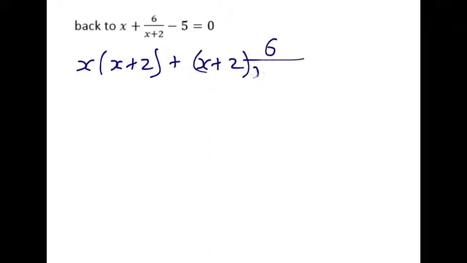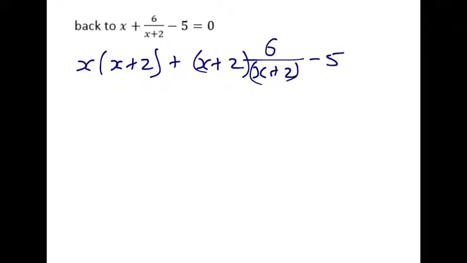So again, I've got a denominator here. This time it's got a variable. That shouldn't matter a whole lot because we just basically do what we did last time. We're going to multiply the entire equation, each term, by this denominator. So it'll cancel the x plus 2 in this term, and it will multiply this x and the negative 5 by x plus 2. So it'll look like this. We have x times x plus 2 plus, put it on the left side here, x plus 2 times 6 over x plus 2.